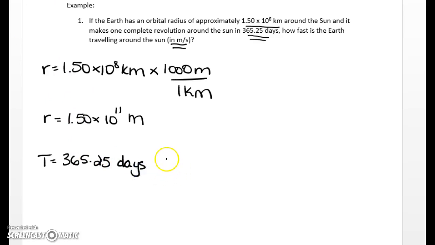And so this one here, we don't have to do any work. This one just gave us a straight up value for our period because it takes 365.25 days for one revolution. One thing that we do have to do here is the fact that our units are in days, but we need to be working with seconds. So we can once again use unit analysis.